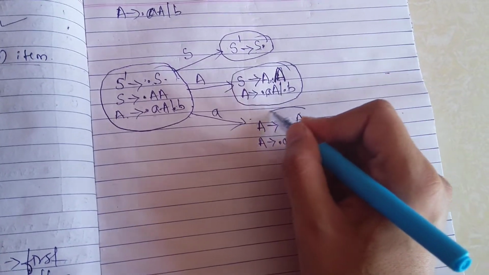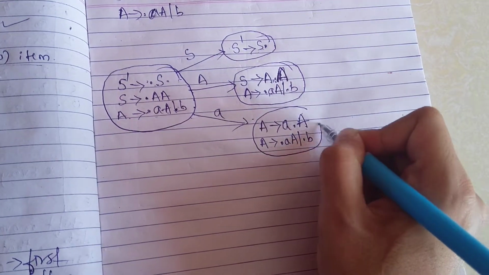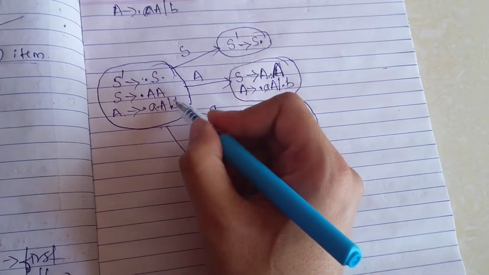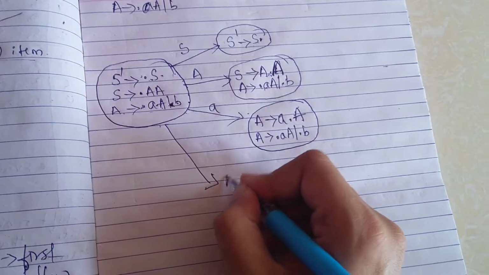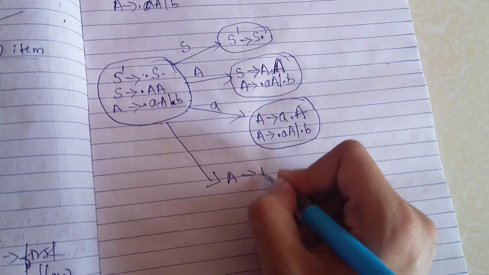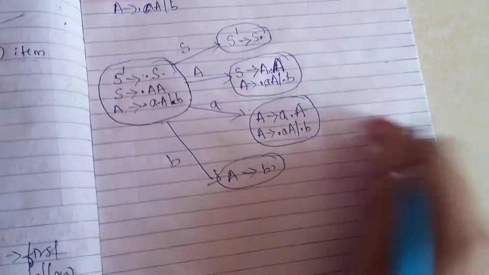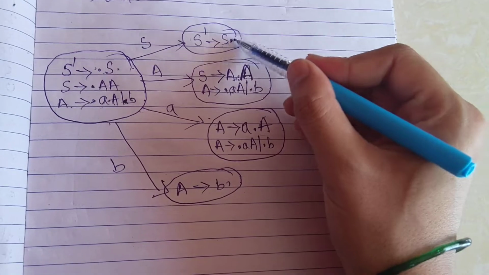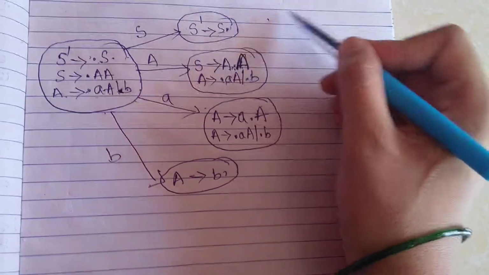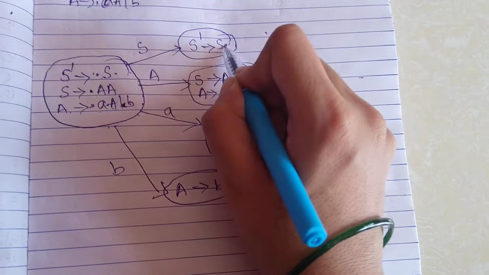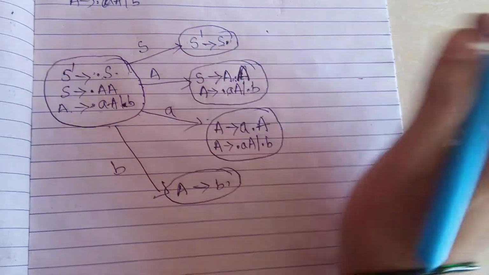Understood? Now this gets over. Now, one more thing we are having is dot B. So dot B means A tends to B dot. It also ends right here itself. Now, is there any goto function we need to apply? No, because the dot symbol is at the right-hand end of the production. It is the end of it.